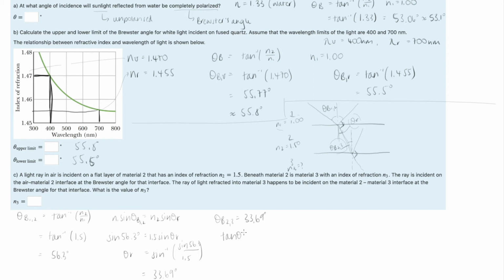So we're going to say tan theta, the Brewster angle of 2,3, equals N3 divided by N2. So therefore we can say 1.5, this is N2, times tan of 33.69 degrees equals N3. Now for N3, I get roughly 0.9998, the refractive index, which is roughly equal to 1. So we can say that material 3 is air. Okay, so that's the long way of doing it.